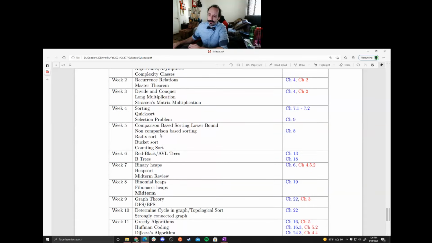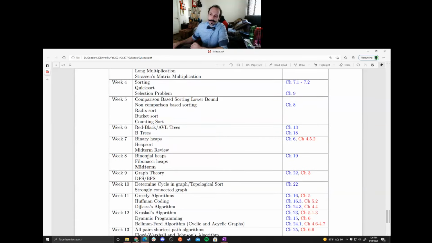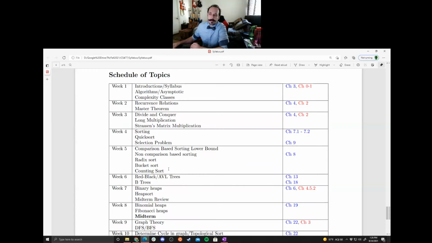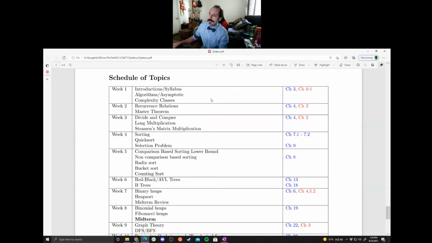Binary heaps, I may cover really quickly. Fibonacci heaps, I might just give an honorary mention. I might not go into that in too much detail. Everything else here should be good to go. There's a couple of topics here and there I have to brush up on. So here on this last column of the syllabus, I had the red and blue. The blue chapters are from the MIT book, and the red ones are from the UC Berkeley book.